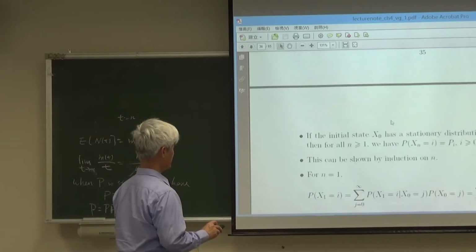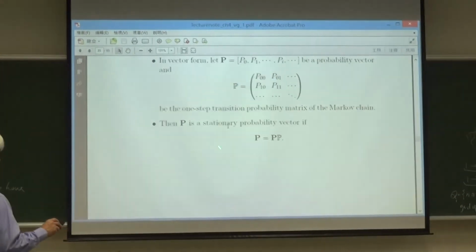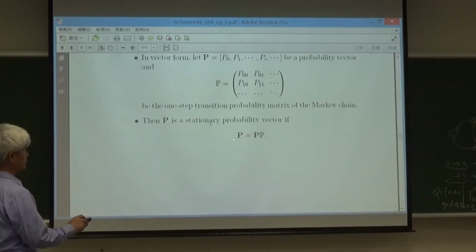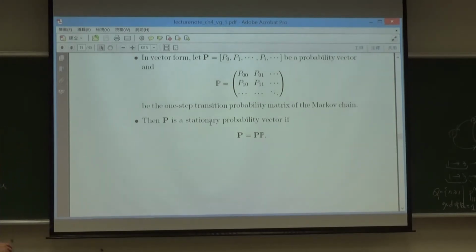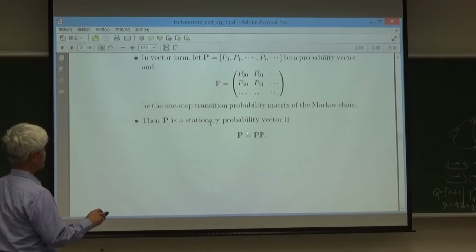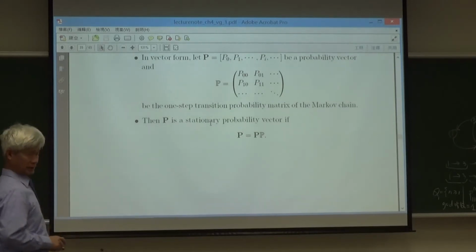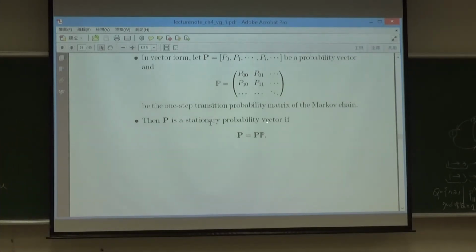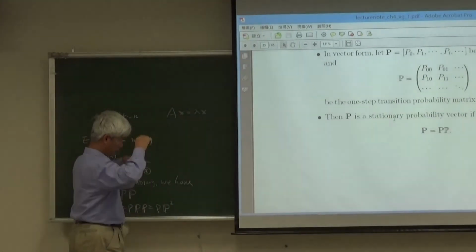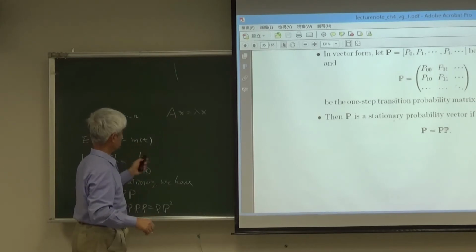And if the state space is finite, how do we find the stationary probability vector? Actually, we are going to solve the eigen problem, because π is an eigenvector of the one-step transition probability matrix. In linear algebra, we express the eigen problem like this: A is a matrix and x is the column vector. Right, so we solve the problem.